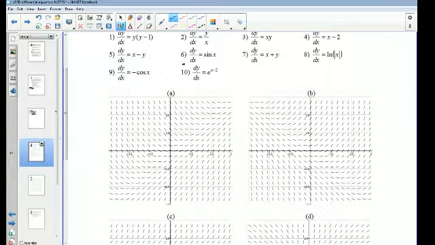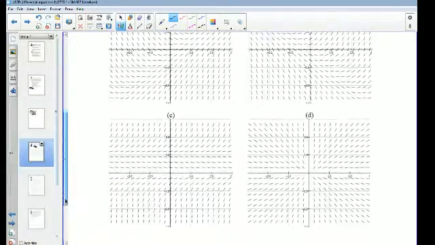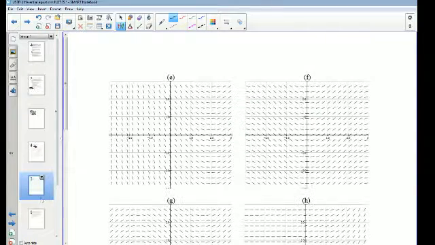Okay, how about this one? Sine x, right? What's the original function? If that's the derivative, negative cosine, right? So you're looking for a slope field that'll look something like this. That's the negative cosine graph, right? So are there any of them like that? Maybe F. It's a possibility.